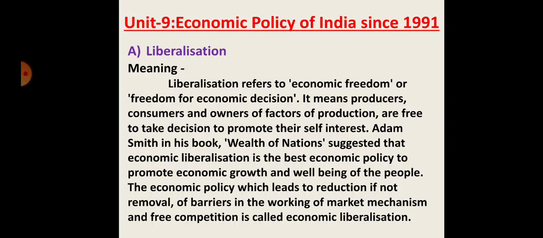According to the classical economists, the economic policy which leads to the reduction, if not removal, of the barriers in the working of the market mechanism and free competition is called economic liberalization. That's the definition of liberalization. But liberalization does not mean a complete removal of the trade barriers.